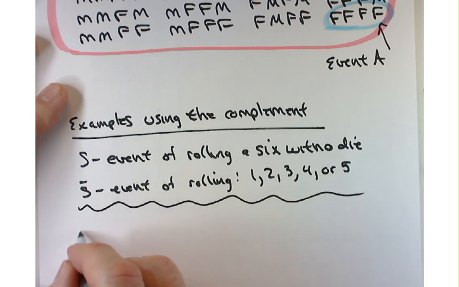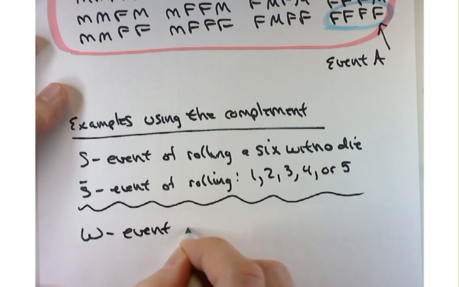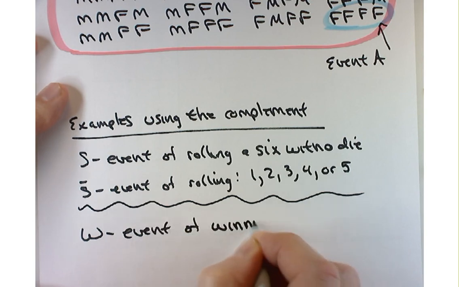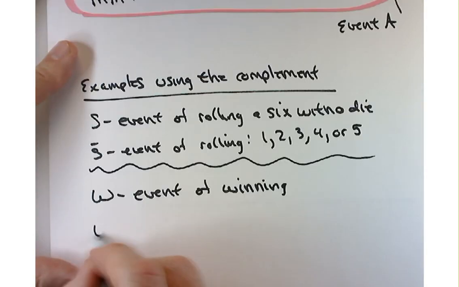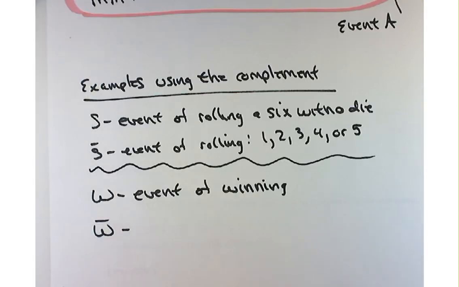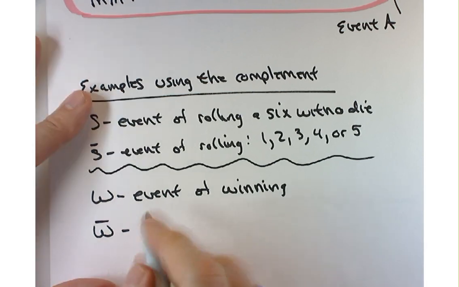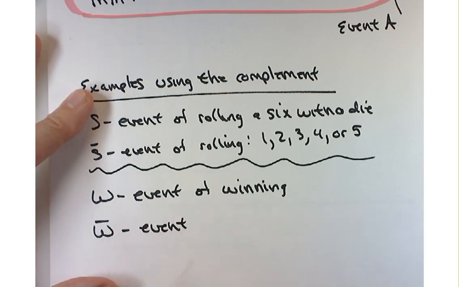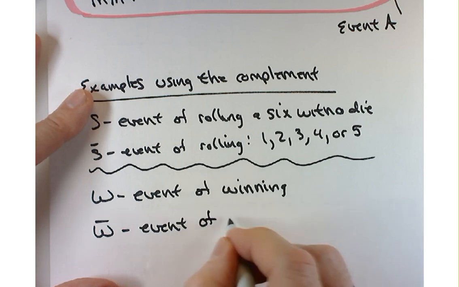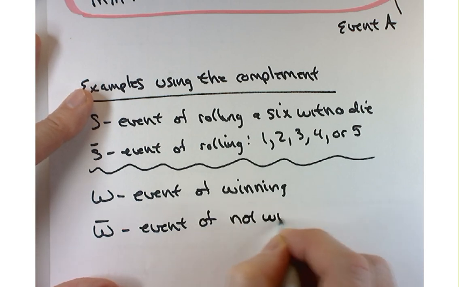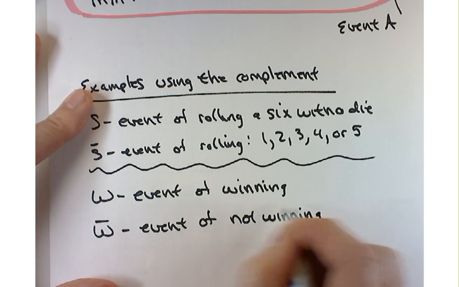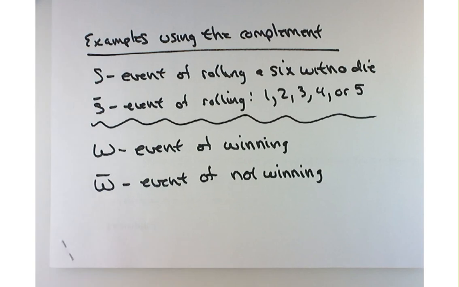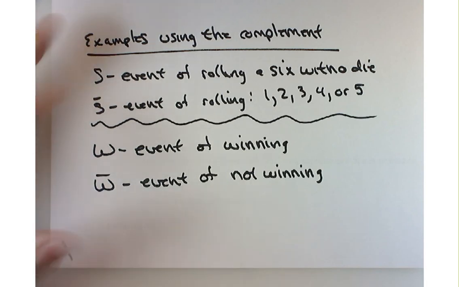Let's do another one. W is the event of winning. What do you think W bar is? What would be the opposite of winning? Not winning. Not winning, yeah. Event of not winning. Maybe that means you tied, maybe that means you lose. It just means you didn't win. And let me give it to you graphically.